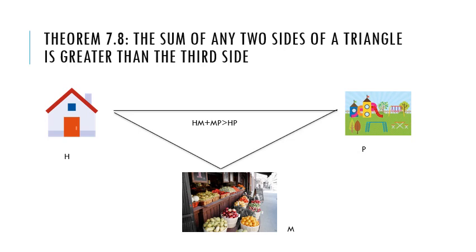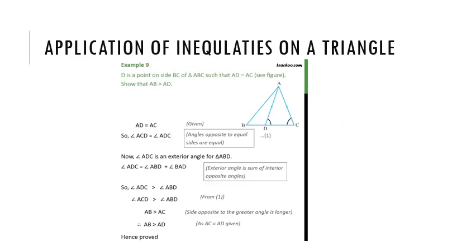So this is a very simple application you can see of the above theorem, that the detour way, which is the sum of the two sides of the triangle, is obviously greater than the straight path taken from home to the playground. Next, let's learn the application of the theorems which we have learned just now.